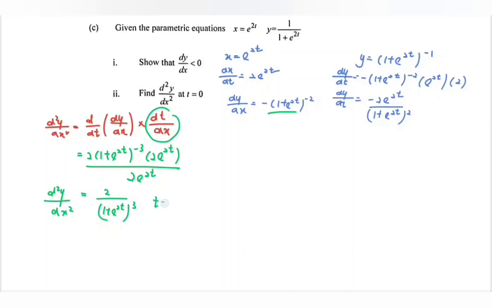Next, when t is equal to 0. Kindly substitute. e to the power 0 we have 1. 1 plus 1 we have 2. 2 to the power of 3 we have 8. So in here 2 over 8, we have 1 over 4. So that is the value for the second derivative when t is equal to 0.